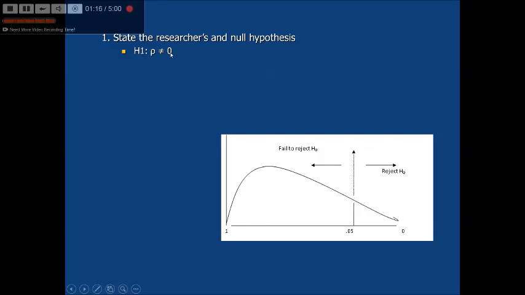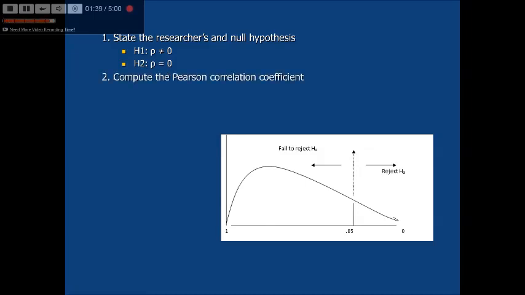Well, if it's not 0, that means there must be a relationship or a correlation between the two. Of course, the null hypothesis is going to say that there's no relationship whatsoever between the two variables. That is, the correlation coefficient in the population is 0. That is, there's no relationship.